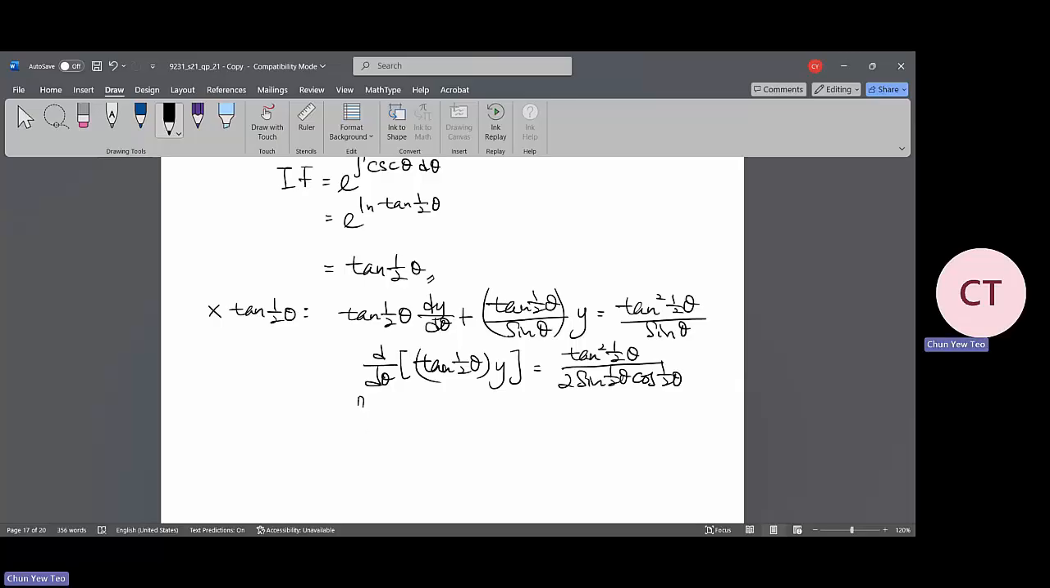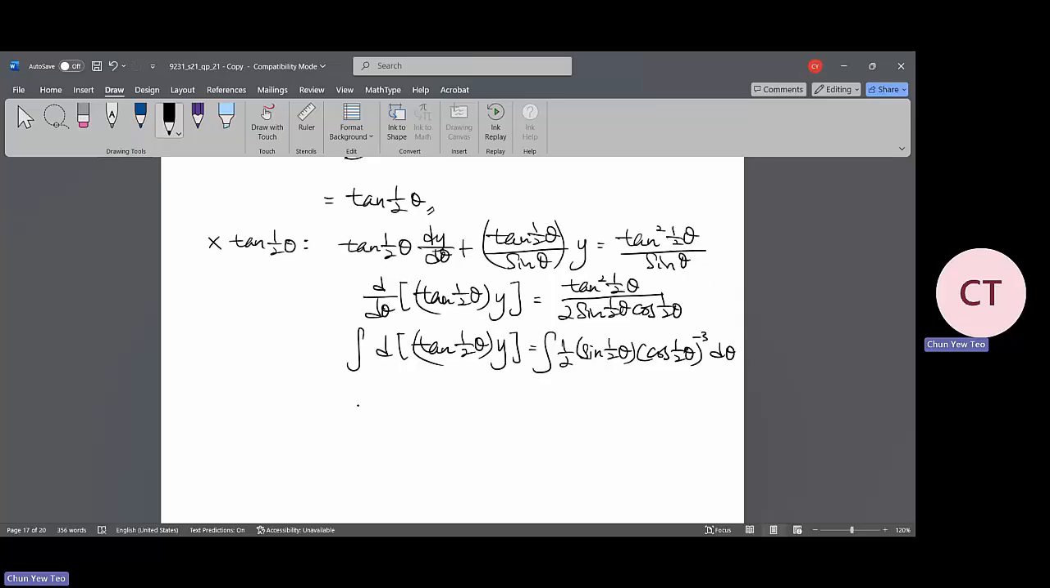Then this one, you will be integrating. The tangent half theta times y is equal to the integral. We need to simplify it. Here, we will get this one as the half sine half theta, cos half theta power -3 d theta. We will write like this.